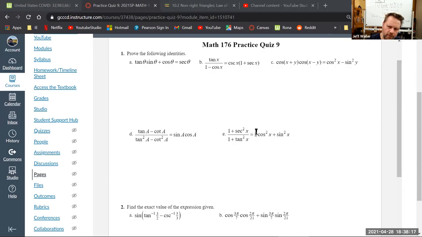Now look over here. If that 2 wasn't there, if that was a 1, what would that be? Cosine squared plus sine squared. 1. Now, do I have 1 cosine squared? No, I got 2, but can't you break those up? Yes. Into cosine squared x plus cosine squared x plus sine squared x.